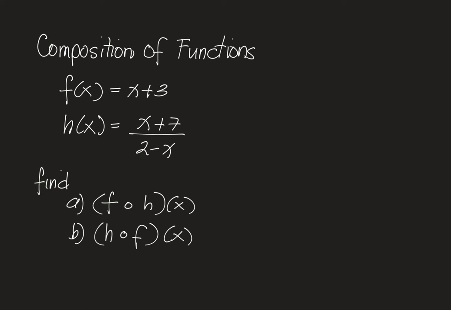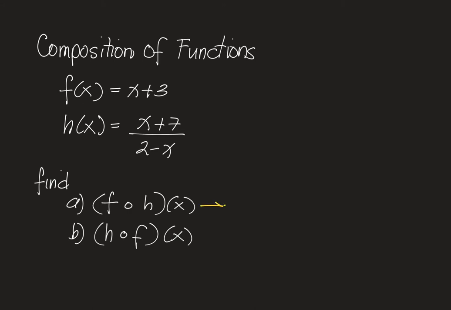Hi, in this video, I'm going to work on a problem on composition of functions where f of x is equal to x plus 3 and h of x is equal to x plus 7 over the quantity 2 minus x. What we want to find is the composition f circle h of x and h circle f of x. So let's start our solution.